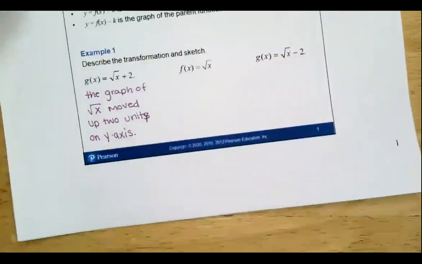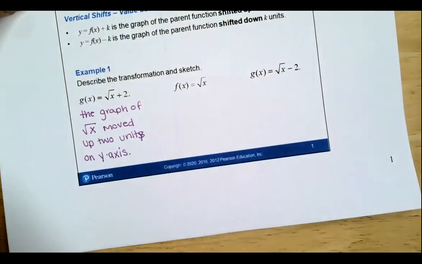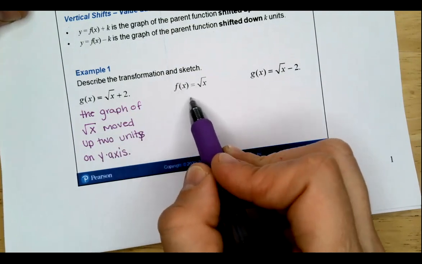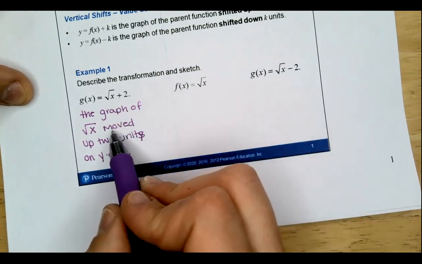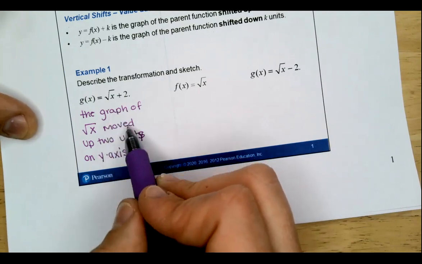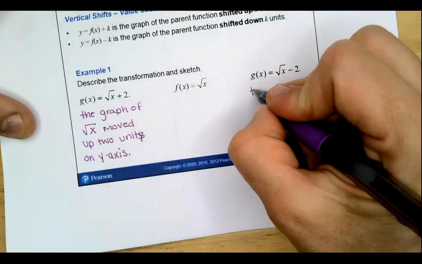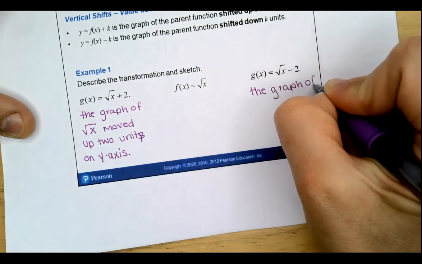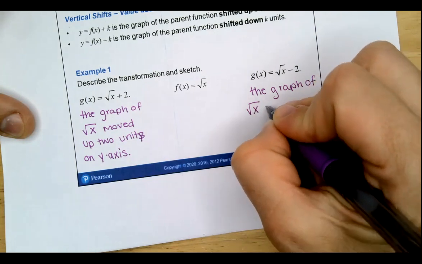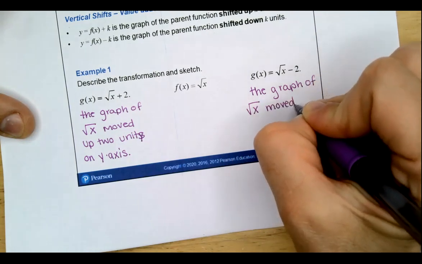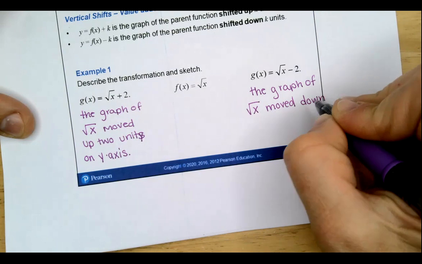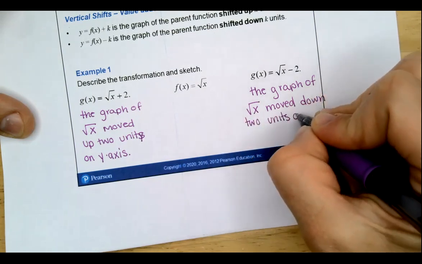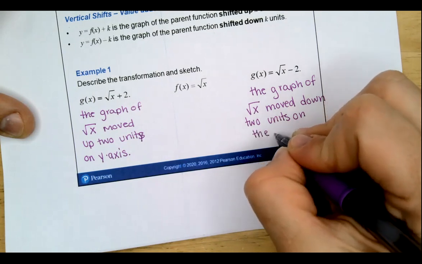Okay? How do we describe that? This is the parent function, the square root of x. Here is the graph of the square root of x moved down 2 units on the y-axis.